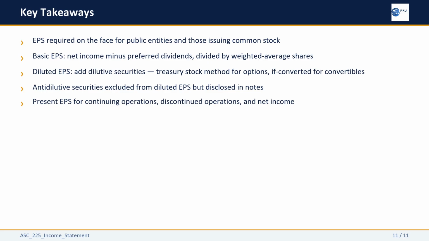Let us lock in the key points from this section. EPS is required on the face of the income statement for public entities and entities issuing common stock. Basic EPS divides net income, after preferred dividends, by weighted average common shares. Diluted EPS brings in dilutive securities using the treasury stock method for options and the if-converted method for convertibles. Antidilutive securities are excluded from the calculation but disclosed. And EPS must be shown for continuing operations, discontinued operations if applicable, and net income for every comparative period presented.